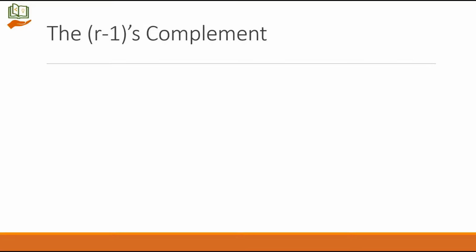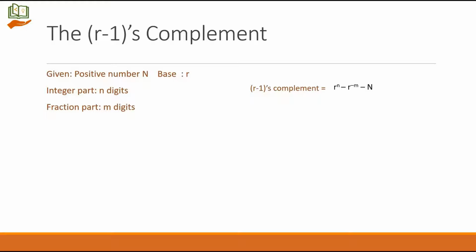Let's go to the r minus 1's complement. Here also we have a positive number n and a base r. Here we have to consider both the integer as well as the fractional parts. So the integer part digits will be counted as n and the fractional part digits will be counted as m. R minus 1's complement is given as, when only the integer part was considered, it was R power n. Here we are considering both the integer part as well as the fractional part, so we have to include R power m also. So this will be R power n minus R power minus m minus the given number.